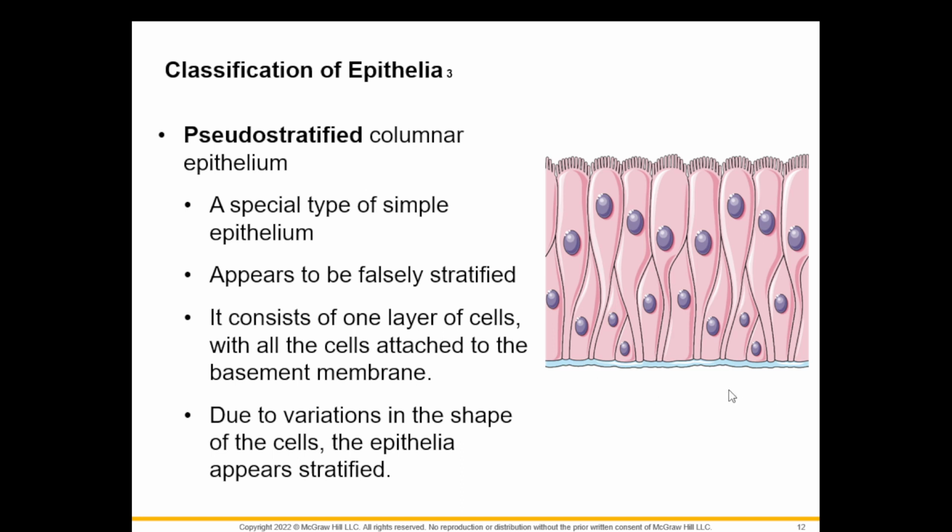So, the reason why they appear stratified is because of the variations in the shape. Like, look at this. This cell looks bigger on top but is very thin at the bottom. While this cell is the opposite. It's very thick at the bottom but it thins out towards the top. So since there is a change in the shape, there is a variation, it appears like it's multiple layers.